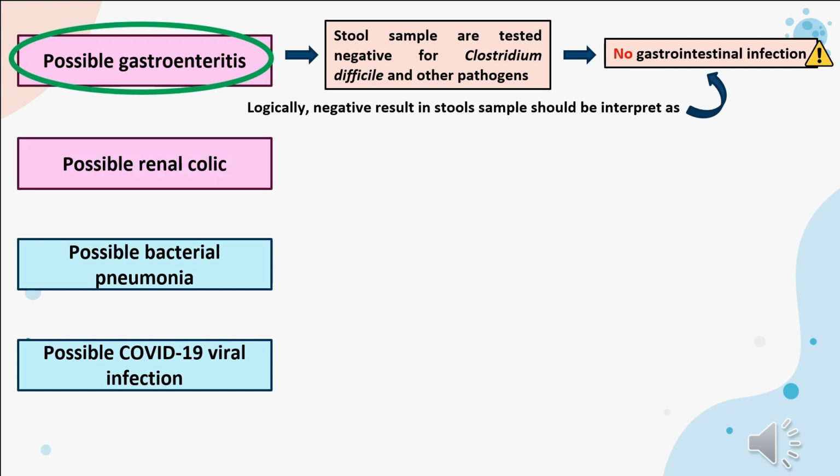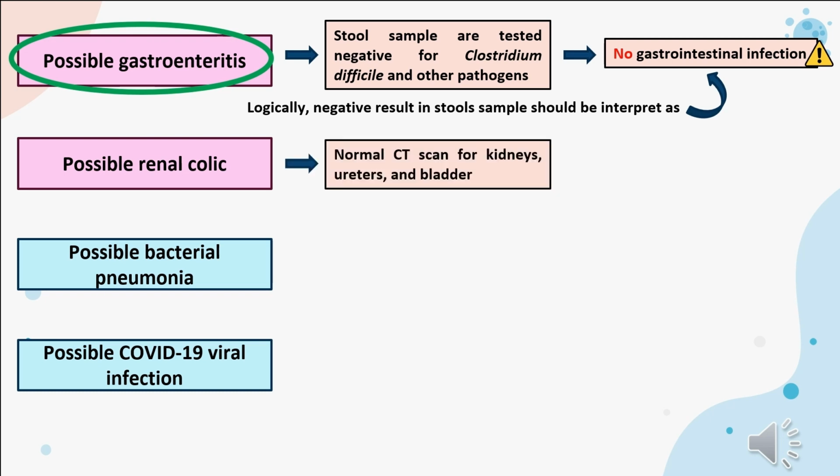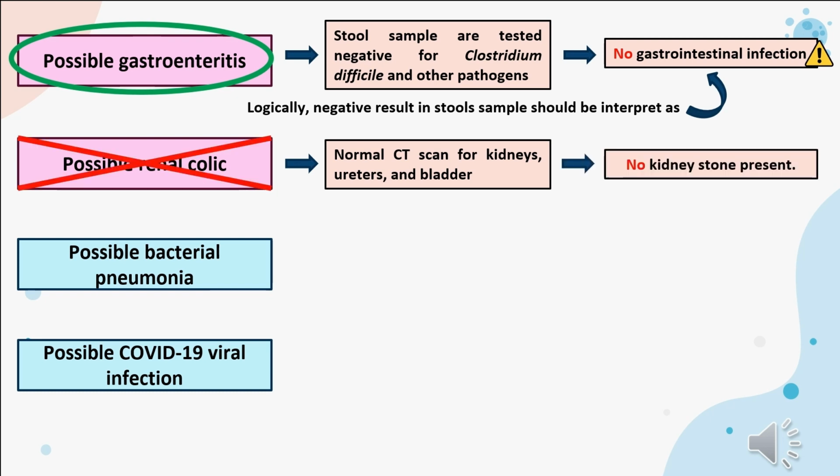Next, to check whether he is having renal colic, a CT scan needs to be carried out. This is to review the presence of kidney stones in his body. In his CT scan result, he showed a normal CT scan for kidneys, ureter and bladder, which indicates that he doesn't have kidney stones. Hence, we can confirm that this patient does not have renal colic.